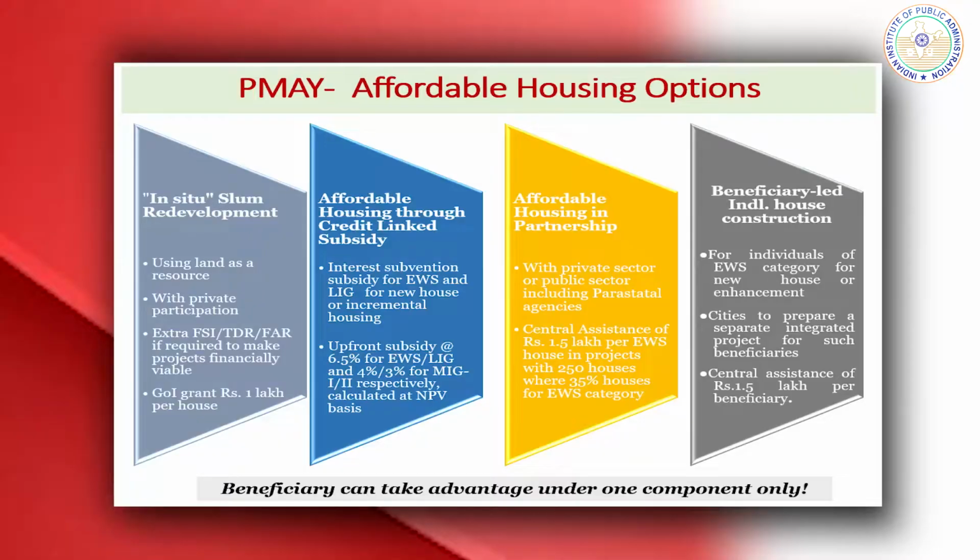India. Pradhan Mantri Awas Yojana has 4 important components: in situ slum redevelopment, affordable housing through credit linked subsidies, affordable housing through partnership, and beneficiary linked housing. Ultimate objective is to enhance supply of affordable housing in the context of households across the income segments.